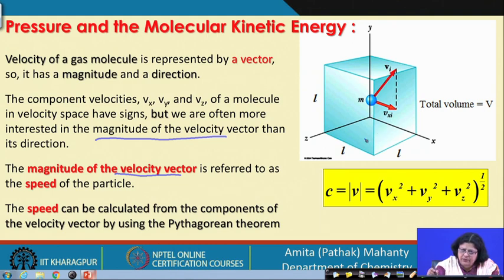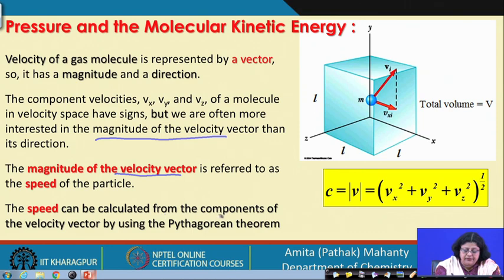We were interpreting the entire derivation only considering that the particles were moving in one particular direction, the x direction, and hitting the surface on the right hand side. So now, if we are looking into the speed of the molecules, what do we write? Speed, we are talking about only the magnitude part of the velocity vector.